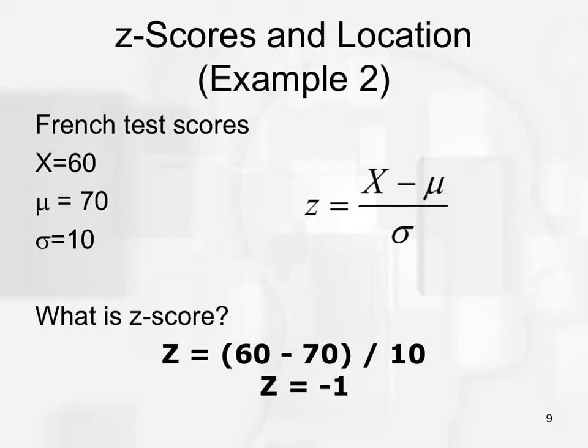And what you should note right away is that in this case, our score is below the mean. So right away, you know that it's going to be negative. Now we have 10 over 10, which is going to give us negative 1. So for the French test, you're not above the mean as you were for the physics, but instead you're below. And the reason you know you're below is because you end up with a negative z-score. Whenever you have a negative z-score, you know that you're below. And in this case, you're below by 1 standard deviation.